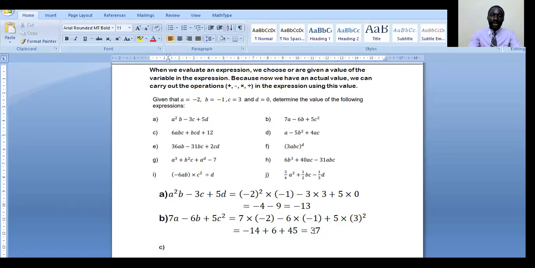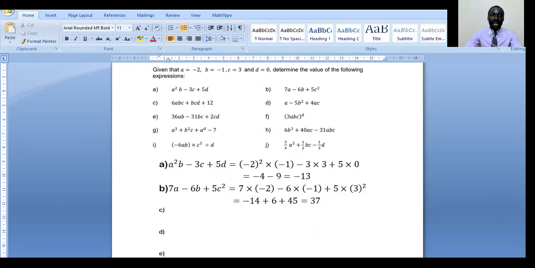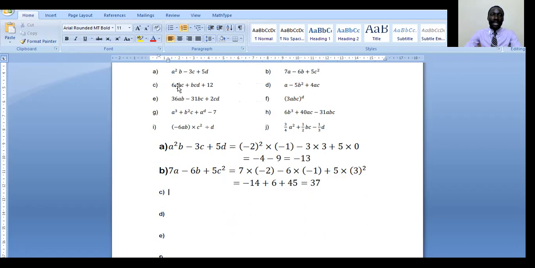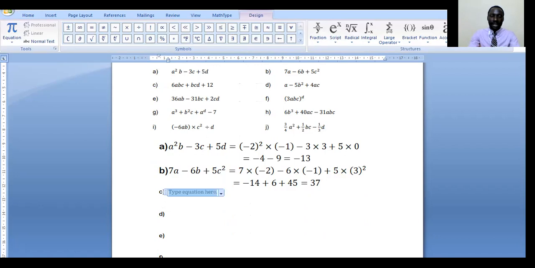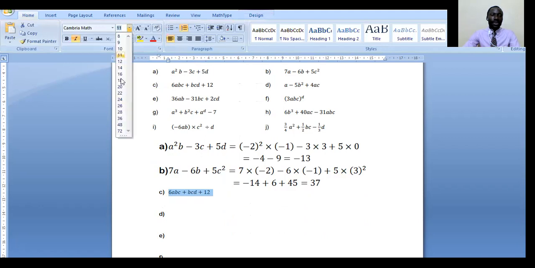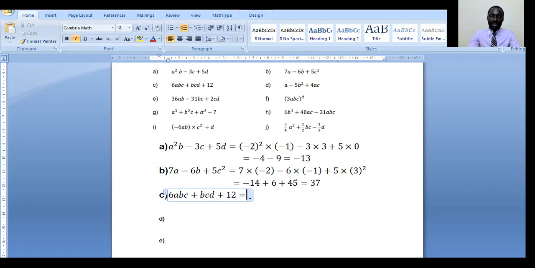Well, what's the next question? The next question is C. How are we going to handle C? Well, C has been given as 6ABC plus BCD plus 12. So let's have that. This is what we would like to do, to evaluate. Let me just make it a little bit bigger. Now from here, we would like to find the value of this expression.